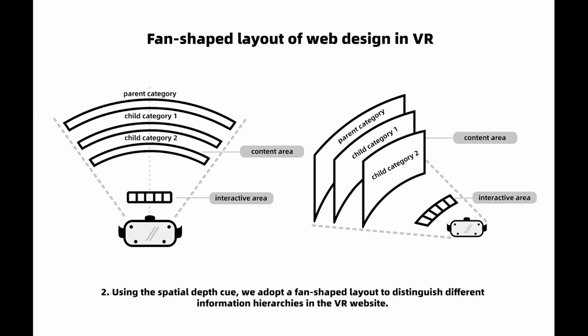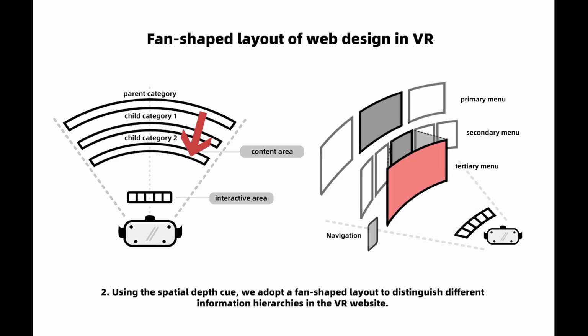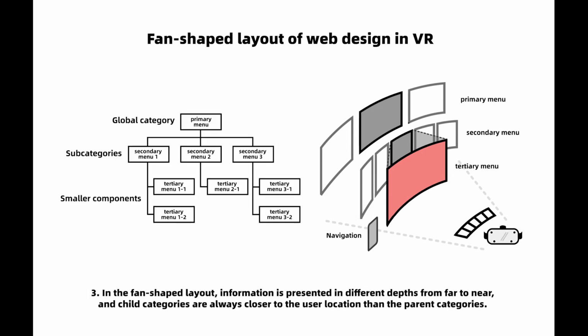Second, using the spatial depth Q, we adopt a fan-shaped layout to distinguish different information hierarchies in the VIA website. Third, in the fan-shaped layout, information is presented in different depths from far to near, and child categories are always closer to the user location than the parent categories.